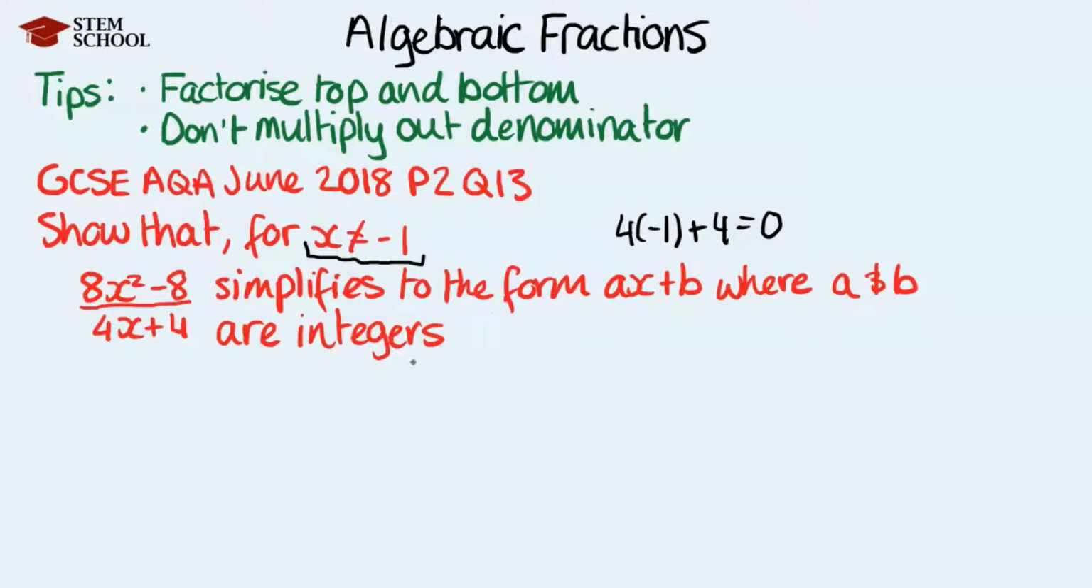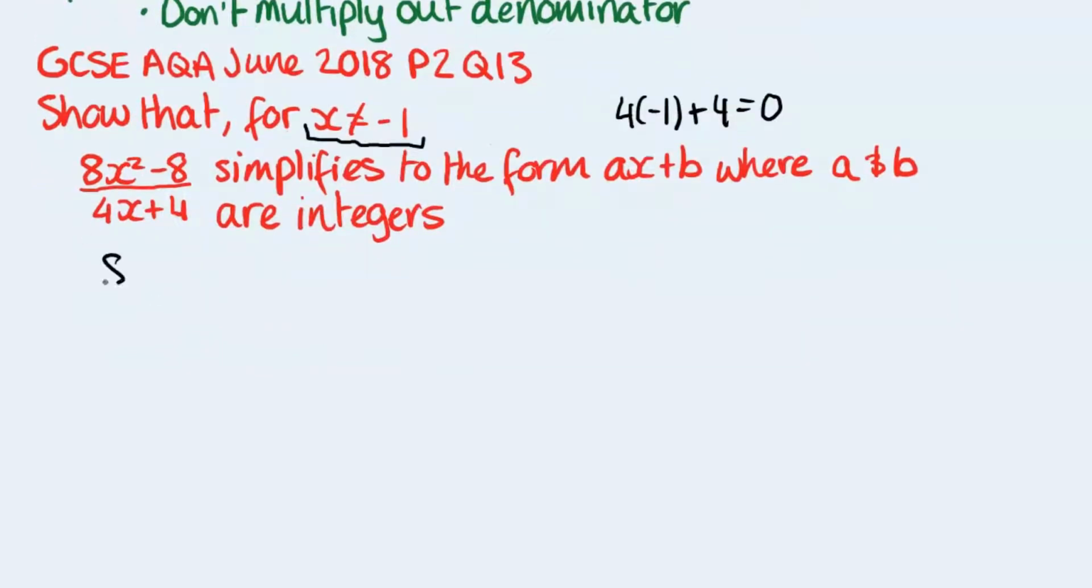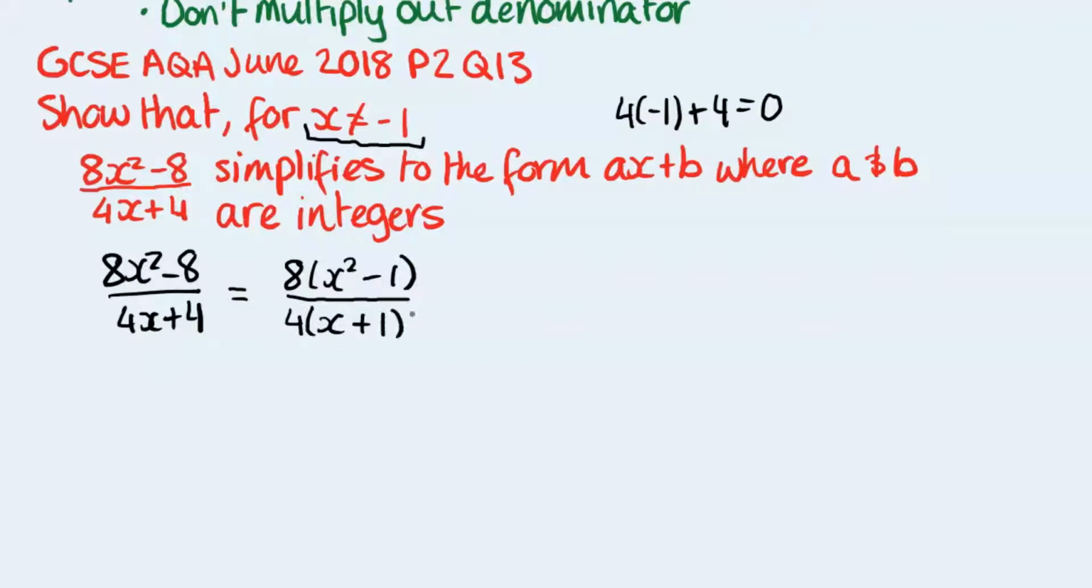So let's have a go at approaching this question then. Let's write it out. We have 8x squared minus 8 all over 4x plus 4. What you want to keep in mind is, can I take a common factor out? Can I factorize it? If I look at this, I can factorize this for sure. On the numerator, I can take a factor of 8 out, so 8, then x squared minus 1. Then we can factorize the denominator, so we can take a factor of 4 out. So we can take 4, then x plus 1.